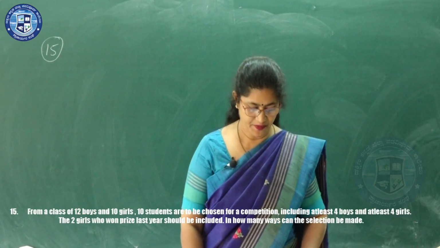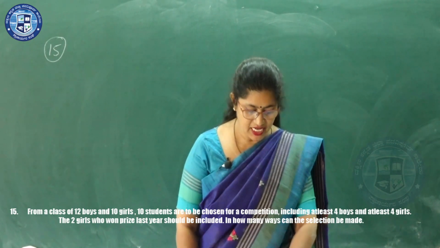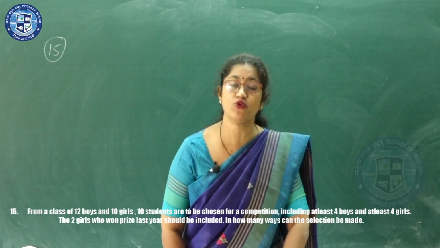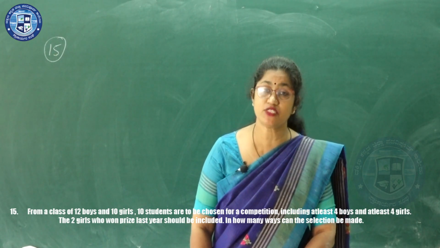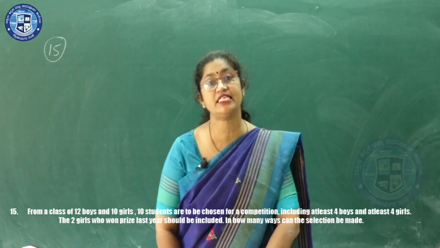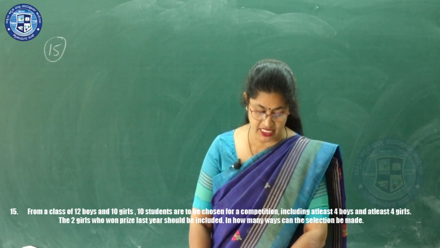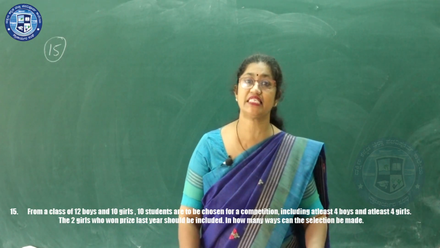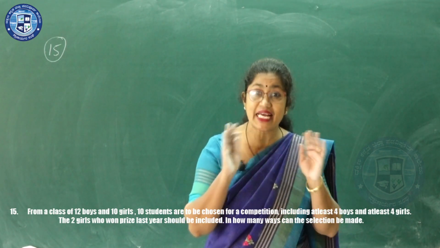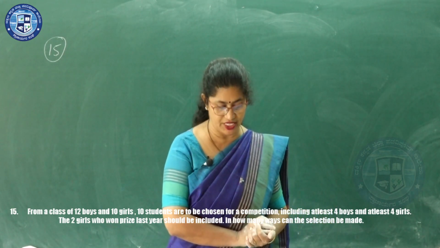Question 15. From a class of 12 boys and 10 girls, 10 students are to be chosen for a competition, including at least 4 boys and at least 4 girls. The 2 girls who won the prize last year should be included. In how many ways can the selections be made? Let us write down everything that is given first and then let us do the calculations.